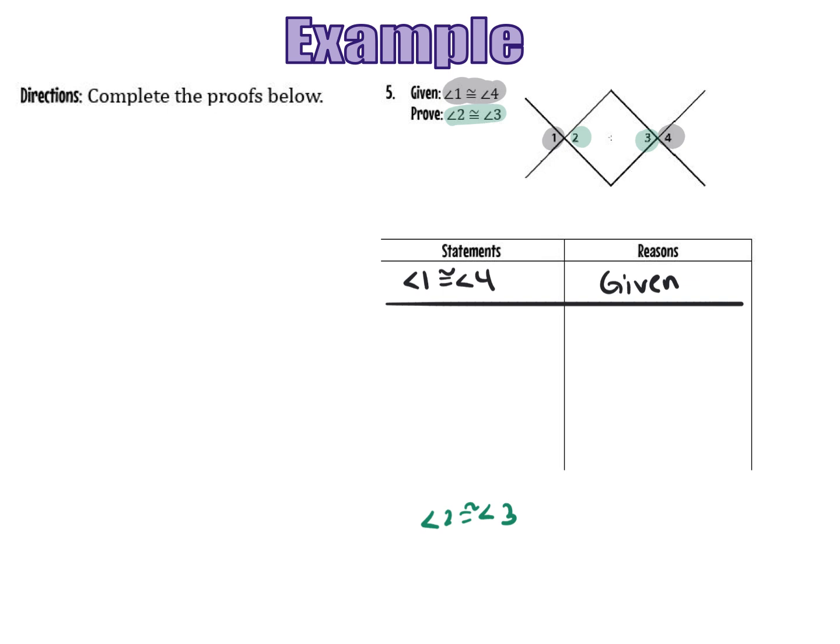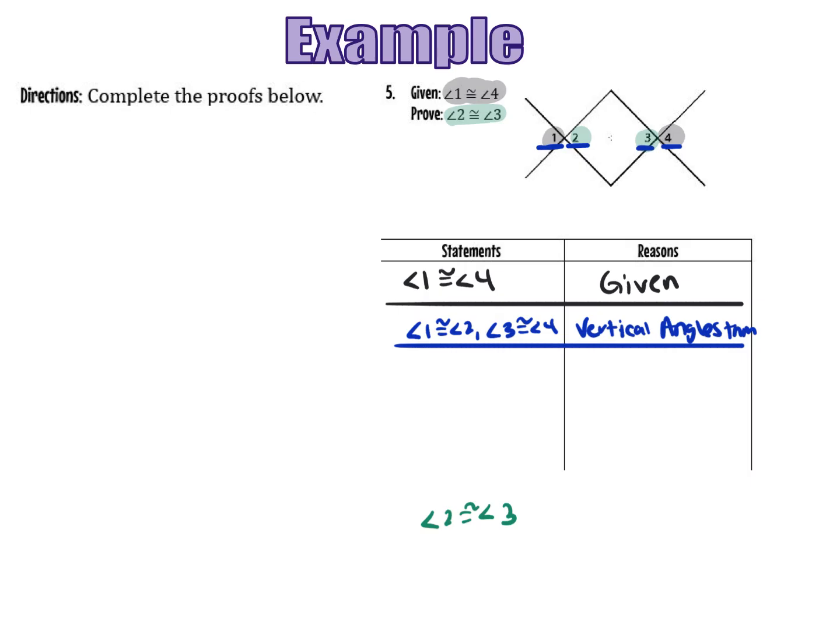So my first gut thought is that I can say that angles 1 and 2 are congruent because they're vertical angles, and I can also say that angles 3 and 4 are congruent because they're vertical angles. So let's go ahead and add that to our proof. There we go. So the vertical angles theorem says angle 1 and angle 2 must be congruent and angle 3 and angle 4 must be congruent.